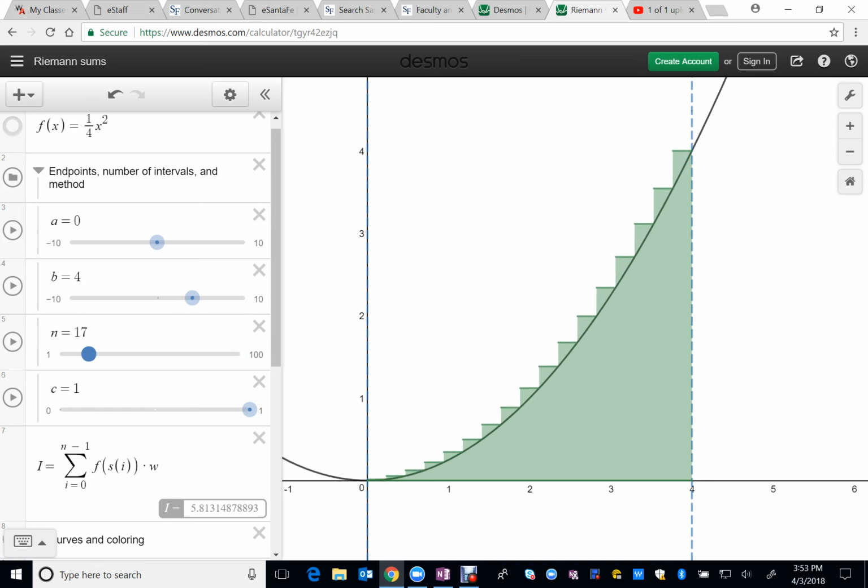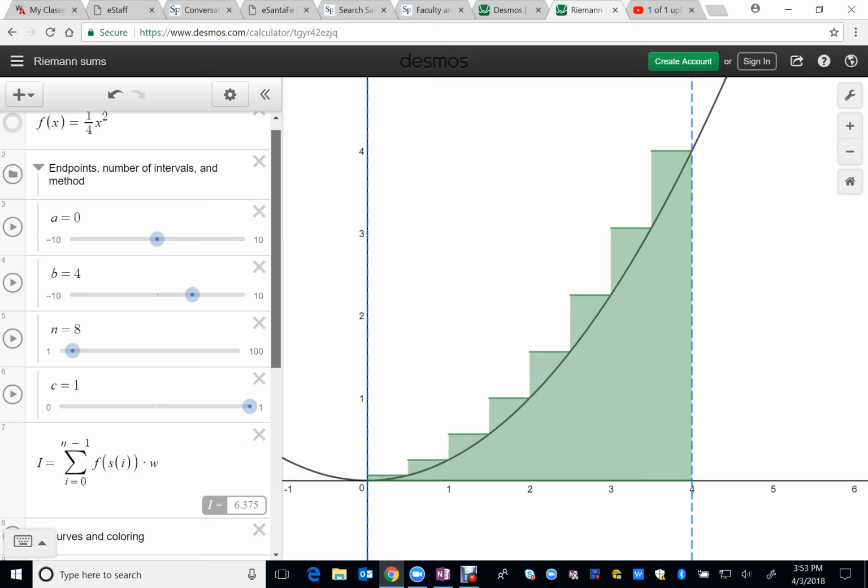But that's not the only thing we can control. So I'm going to go back to 8 rectangles. These rectangles, as you should notice, are all touching on the right-hand side. We talked about that earlier. Because they're all touching on the right-hand side, they're each a little bit too big. I can control that, and I can connect them instead on the left-hand side. So notice, since it's on the left-hand side, each one of these rectangles is too small.